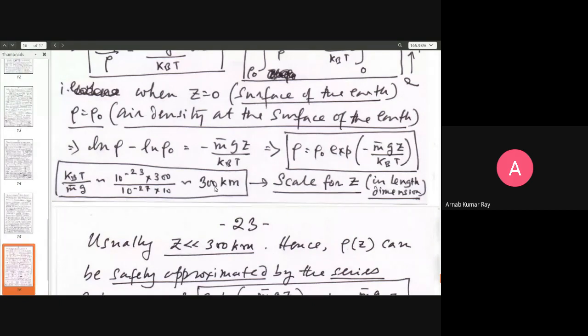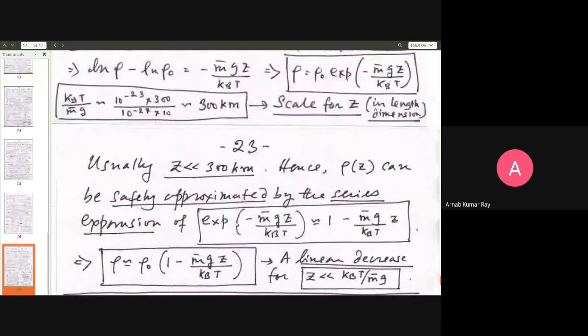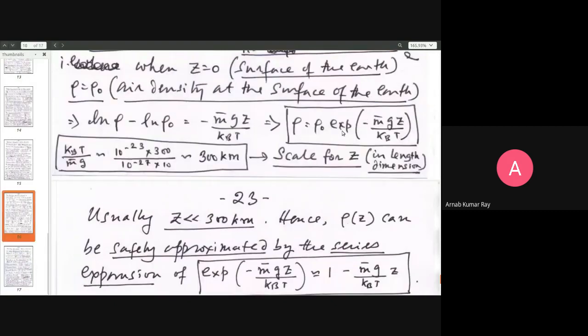In the set of corrections, I have mentioned this. I will touch upon that later. So the scale of z is not 300 kilometers. The scale of z is about 10 kilometers. But that's also quite a high value because Mount Everest is less than 9 kilometers. So basically, this z will be much less than 10 kilometers for our practical purposes.